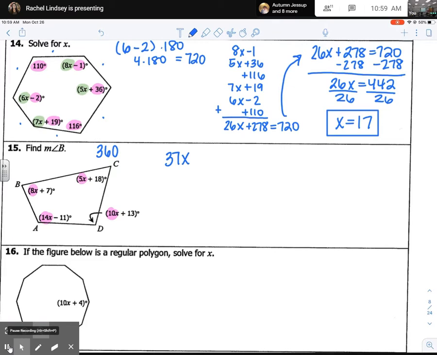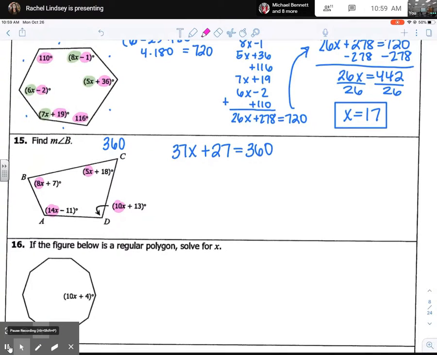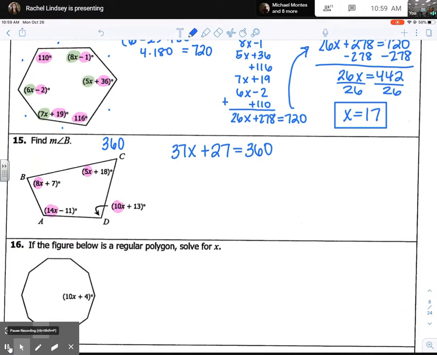Positive 27, and that will all add to equal 360. So the sum of all the angles adds to equal 360. I'm doing just like what I did with triangles. This time I'm just not writing out the step to add it all together. So I'll subtract 27.